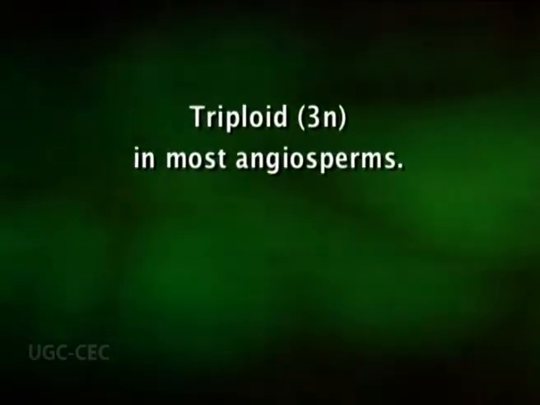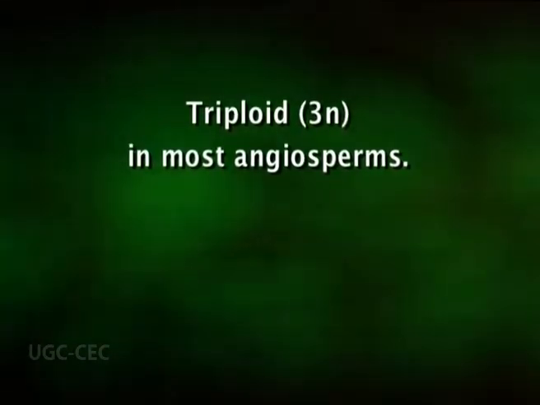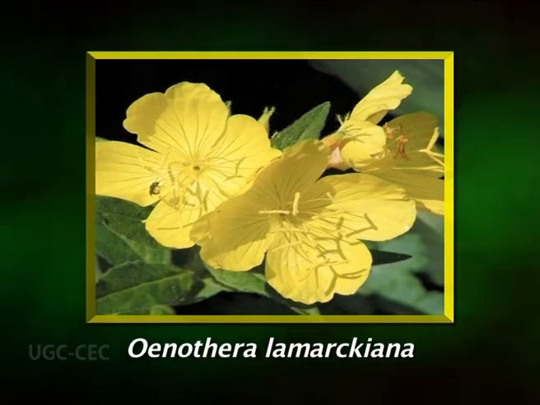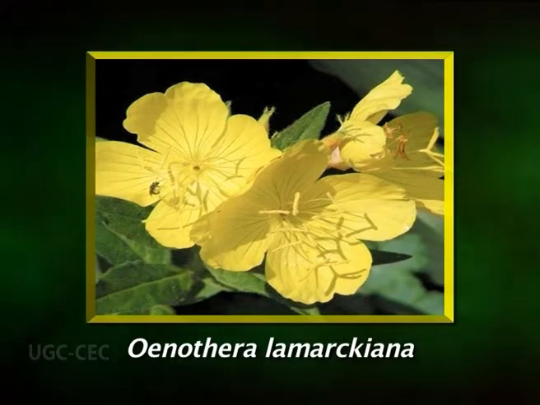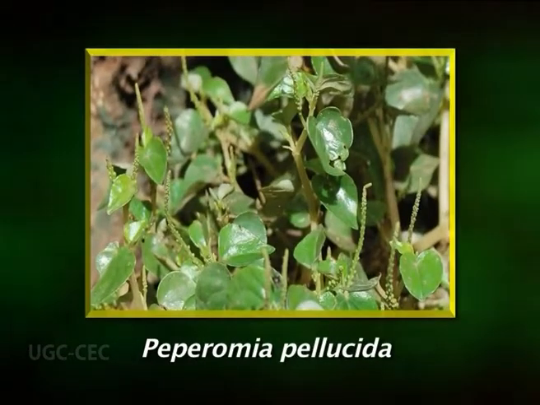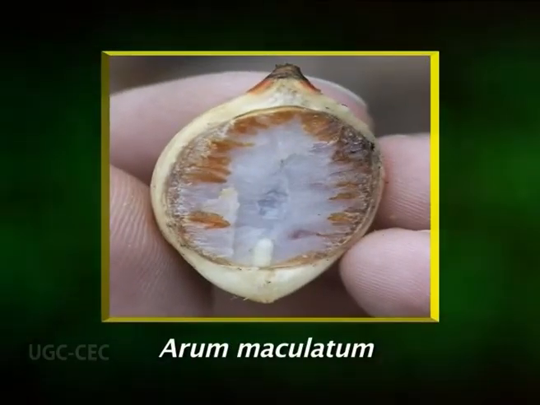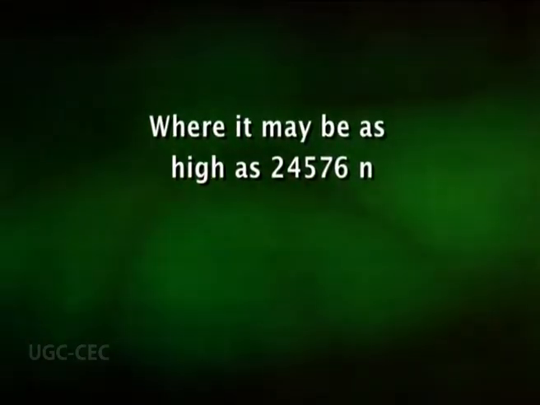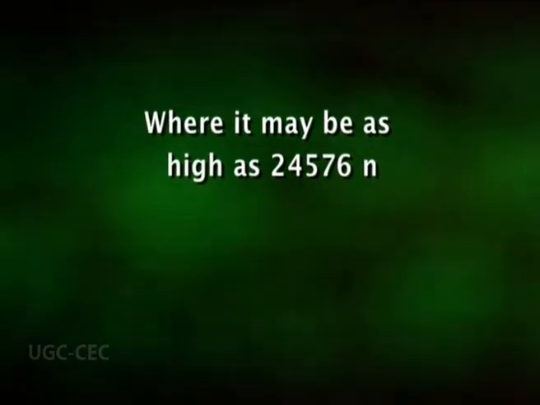Endosperm is formed after triple fusion, therefore it's triploid, that is 3N, in most angiosperms. However, in Oenothera lamarckiana it's diploid, as it's formed from the fusion of a male gamete with only a single polar nucleus. Embryo sac is only 4 nucleate in this plant. In Peperomia pellucida, it may be 15N. The highest ploidy level has been reported for Arum maculatum, where it may be as high as 24,576 N. N is the haploid chromosome number.